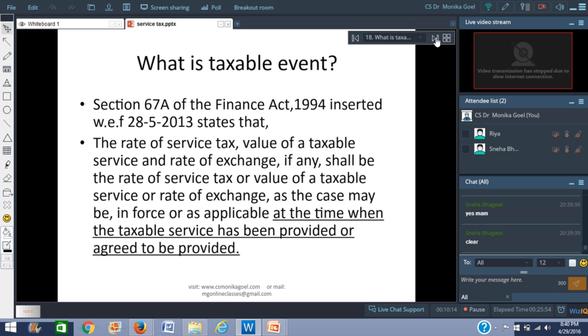Then next comes what is a taxable event, which I discussed with you earlier also. Taxable event is the time when the services have been provided or agreed to be provided. Why this particular point of time is important I will discuss in the point of taxation rules as well, because this is the event when the rate of service tax, value of taxable service, and rate of exchange, all three things have to be determined. So we need to understand on what particular date and at what particular time I have to check the rate of service tax, the rate of exchange, and the value of taxable service.